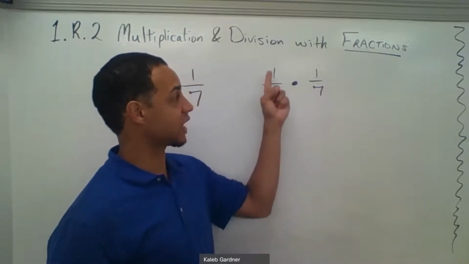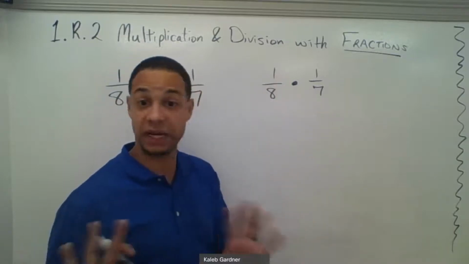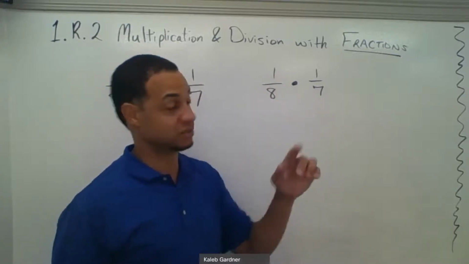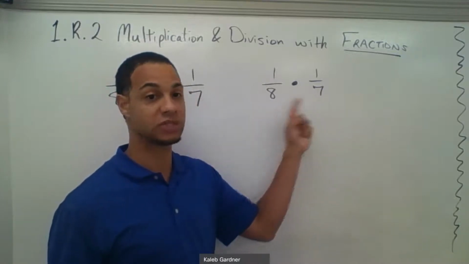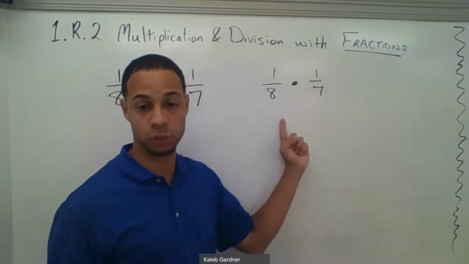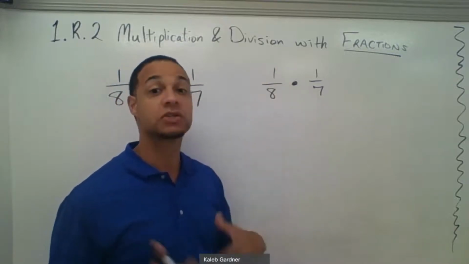And the 8 can't reduce with the 1, or the 7 also can't reduce with 1. And we cannot ever reduce side to side. So even if 8 and 7 were numbers that could reduce with each other, we still can't go side to side. It has to be 1 in the numerator with 1 in the denominator. So there's no reducing here.